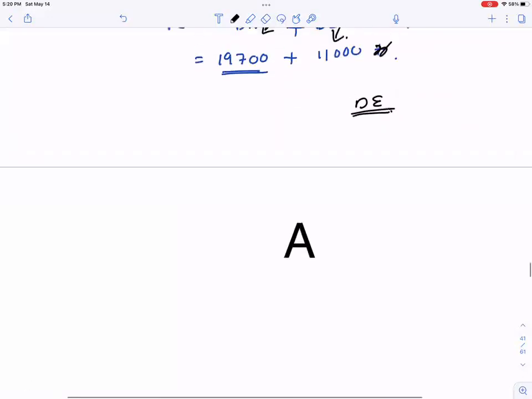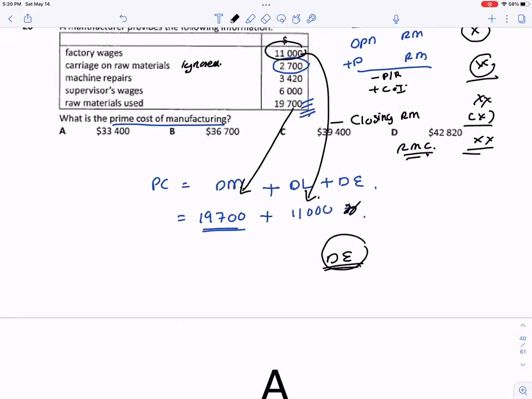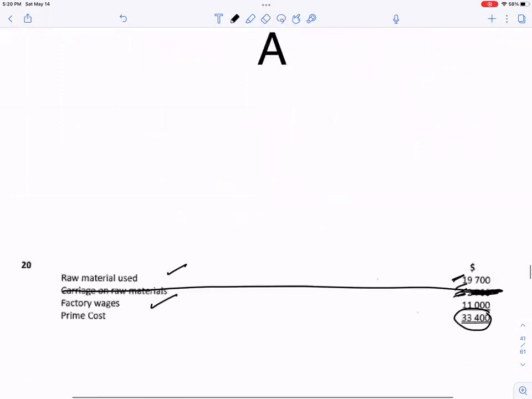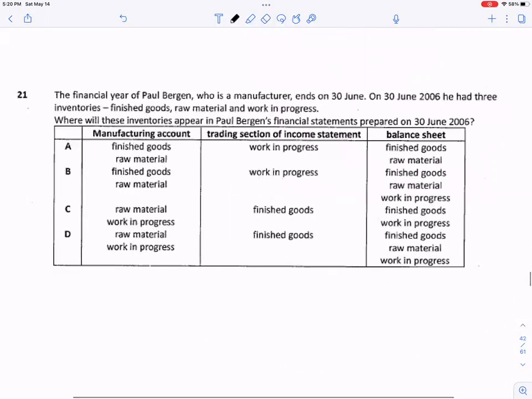Are you all with me? Yes. Direct expenses are only two. What are the two direct expenses? Royalties and hire of special plant. Go to the next one. Come on. Try it. I'm coming.